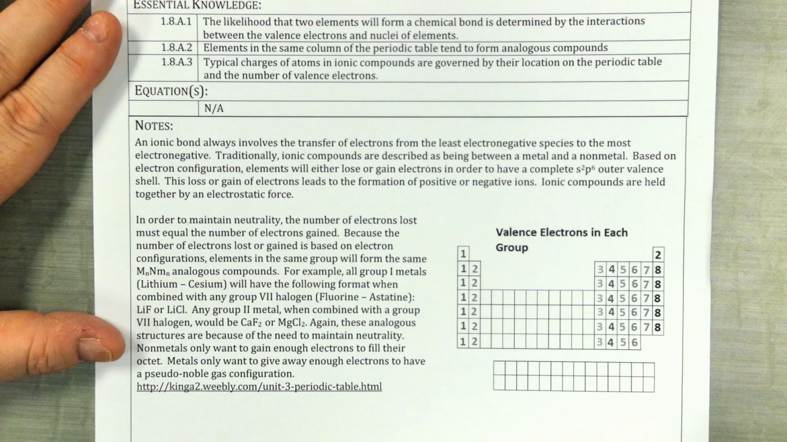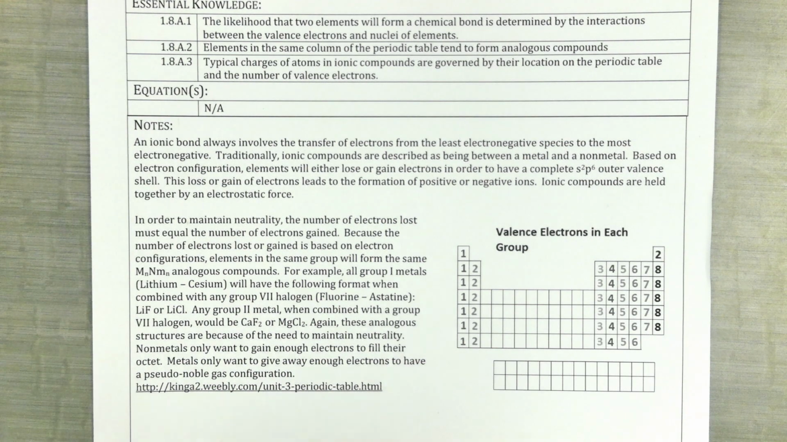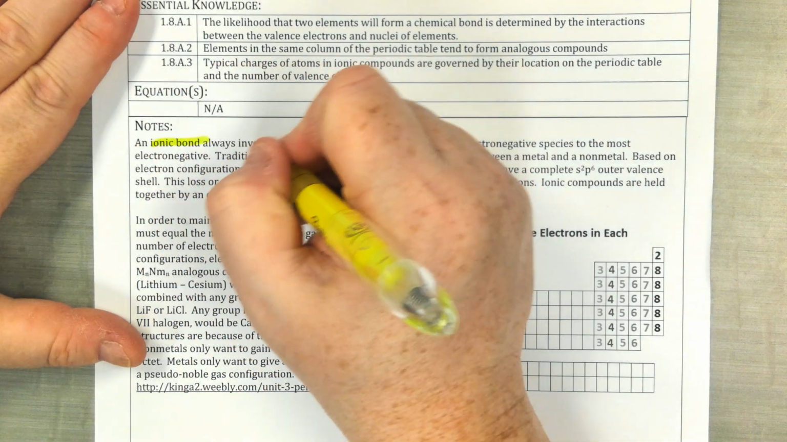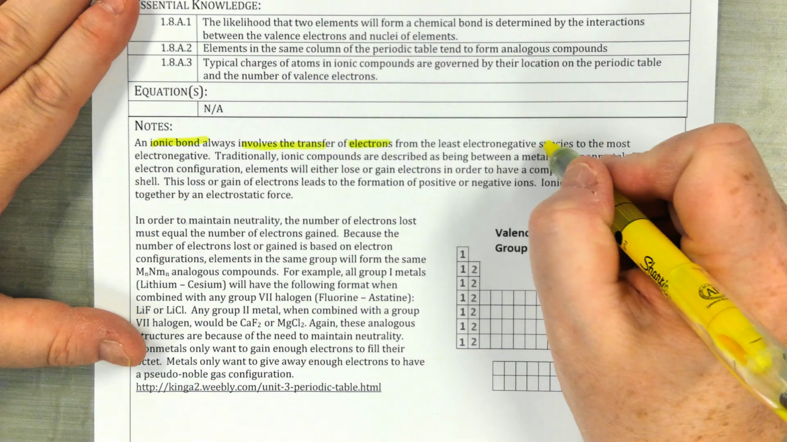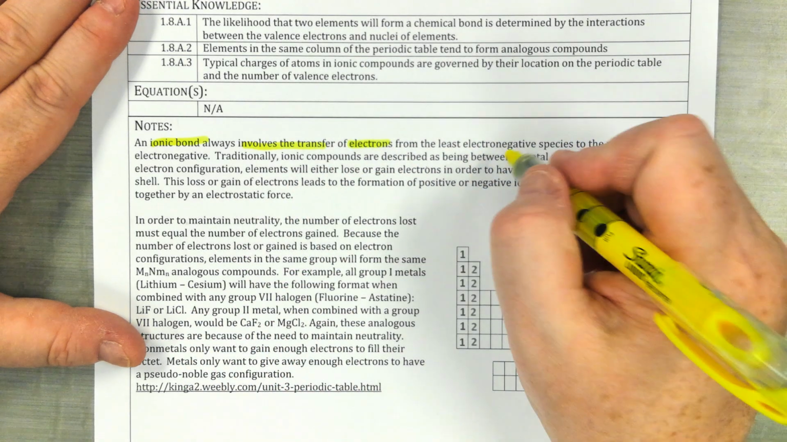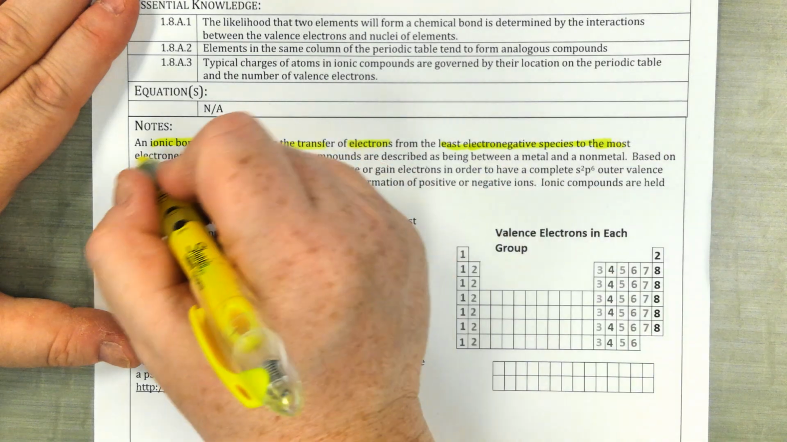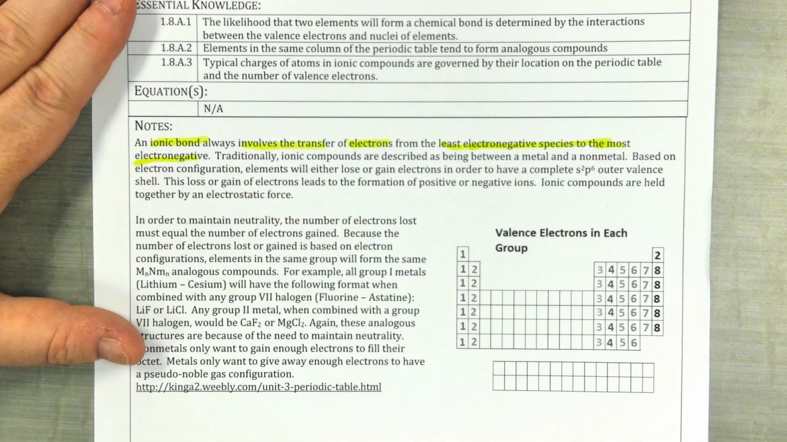So ionic bonds always form with the transfer of electrons from the least electronegative species to the most. That's how ionic bonds, we learned in regular and honors chemistry, it's just a transfer of electrons, but it's always from the least electronegative to the most electronegative, all right?